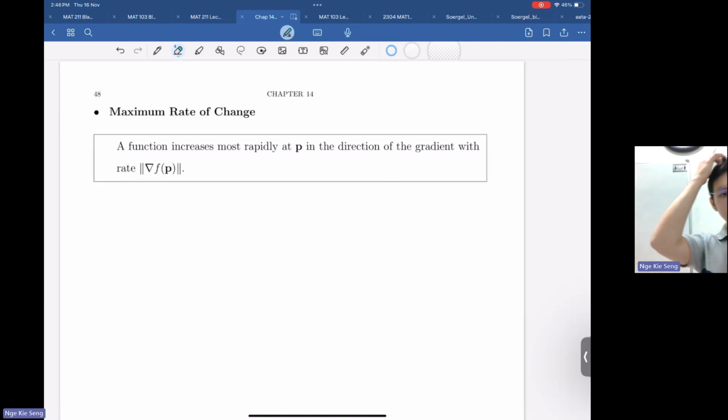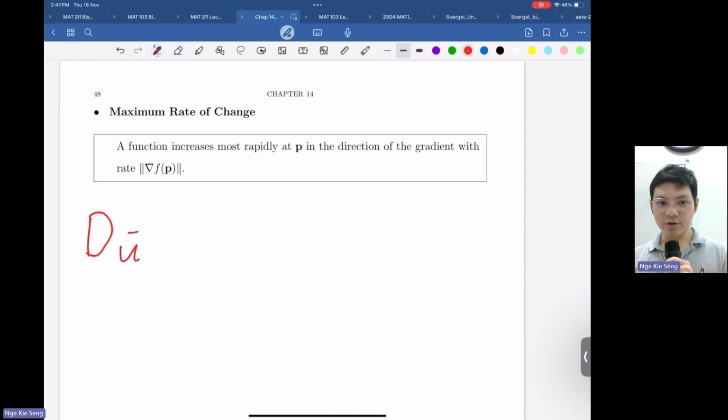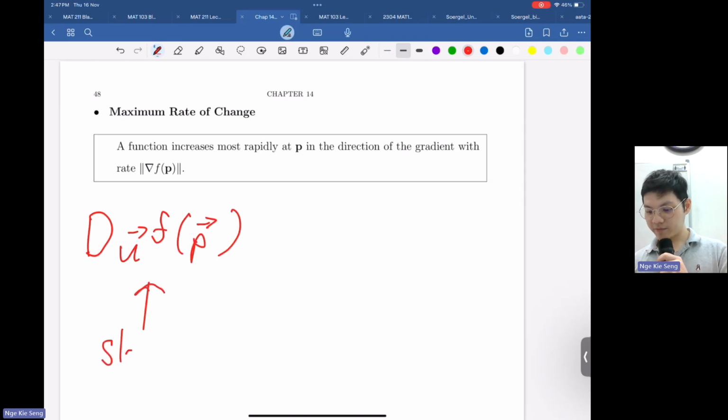A function increases most rapidly at p in the direction of the gradient, with the rate of the gradient. So what does this mean? It means that your D_u f at a point p, this is what we call a slope just now, right? At a point we evaluate already, this becomes a slope. When is this number the greatest? When is this the maximum? Your linear algebra asks when is it maximum.